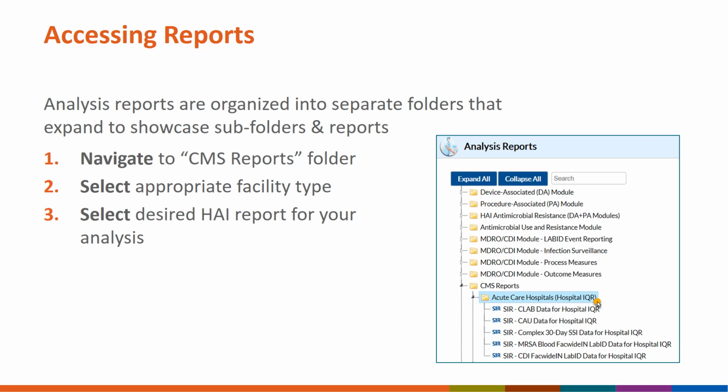Under the CMS Reports folder, select the subfolder with your appropriate facility type, such as acute care hospital, critical access hospital, etc. Within that subfolder, navigate to the desired healthcare-associated infection, HAI, type for your analysis. For the purpose of this presentation, we will be acting as an acute care hospital interested in examining central line-associated bloodstream infection, or CLABSI data.